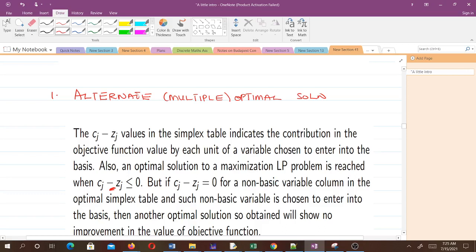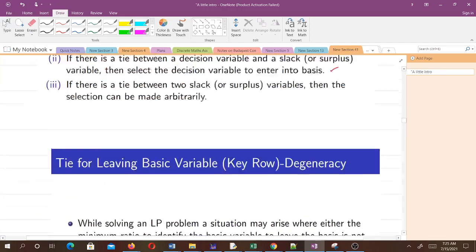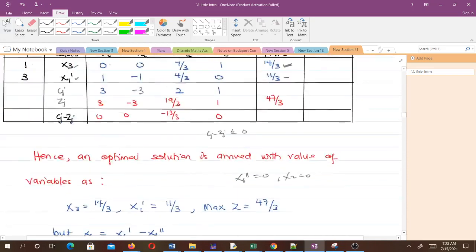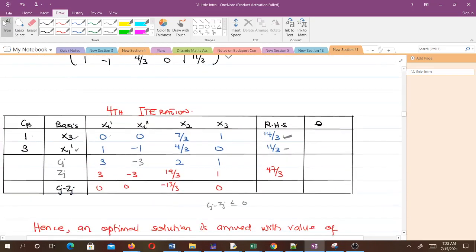But if cj minus zj equals 0 for a non-basic variable column in the optimal solution table, and such non-basic variable is chosen to enter into the basis, then another optimal solution will show no improvement in the value of the objective function. Okay, so what this means is that, let's say we have a simplex table here, right? So I'm using this to explain to you.